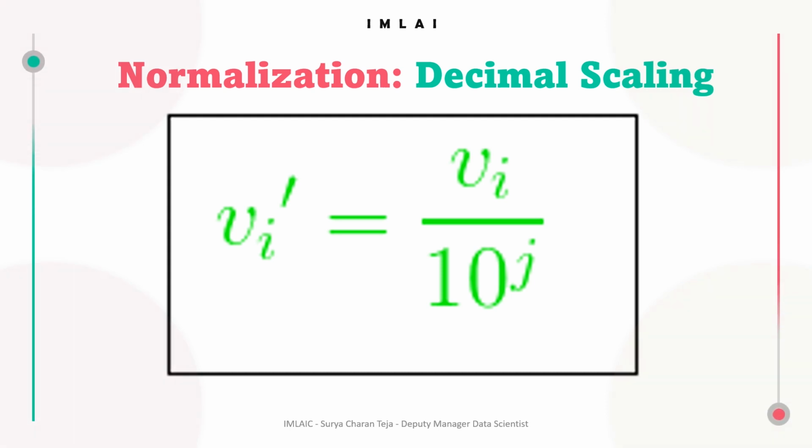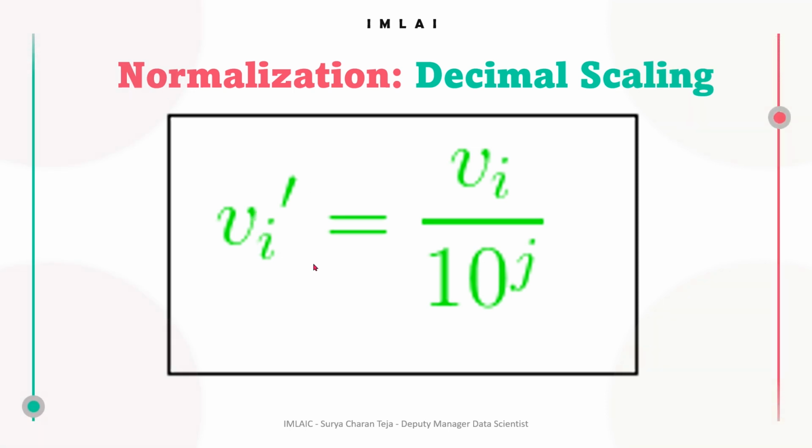To normalize the data by this technique, we divide each value of the data by the maximum absolute value of the data. So we will take the maximum absolute value of data. The data value vi is normalized to vi apostrophe by using this formula. So this is what we do. Here you can see the smallest integer such that the maximum of vi apostrophe should never be greater than 1. That's the main condition.